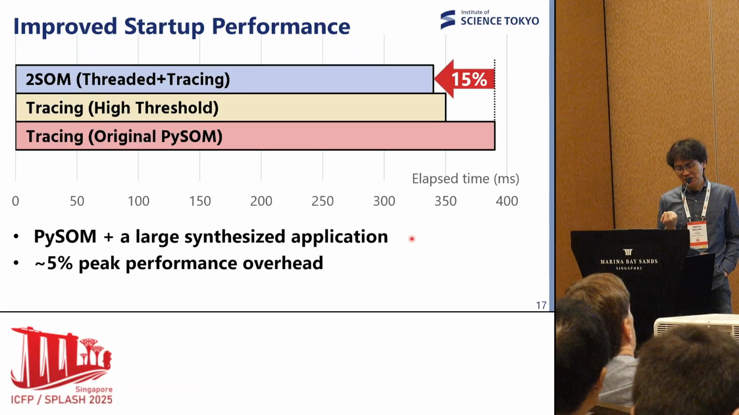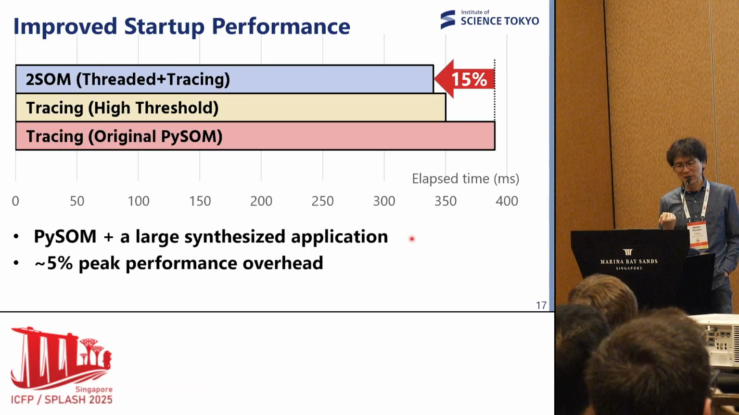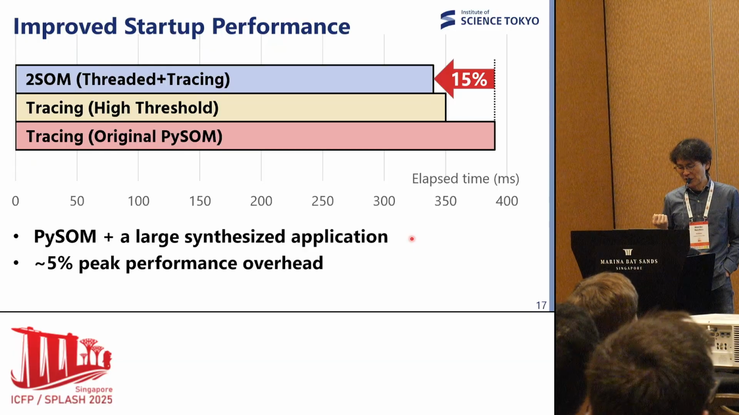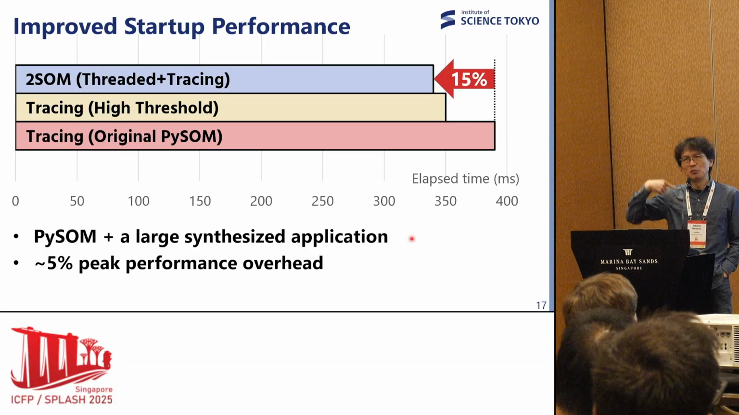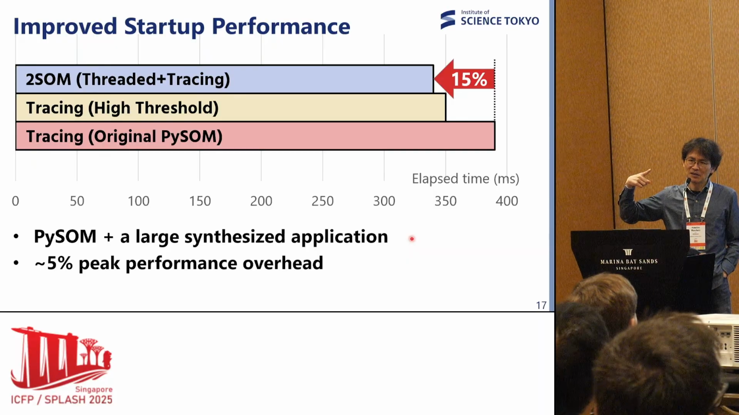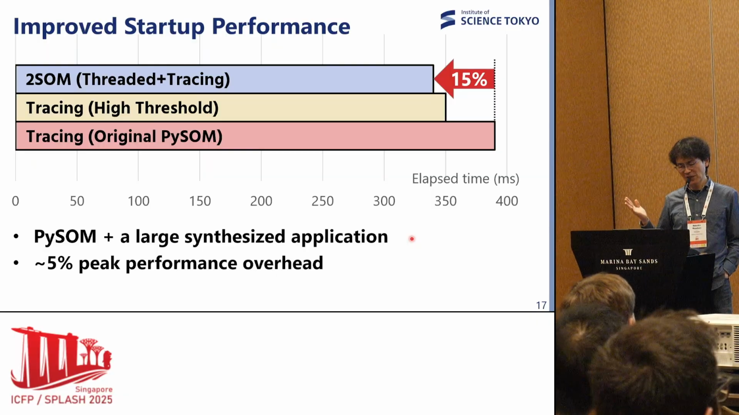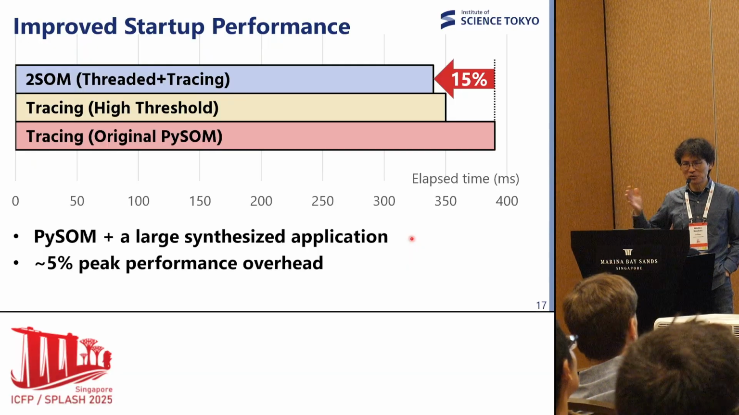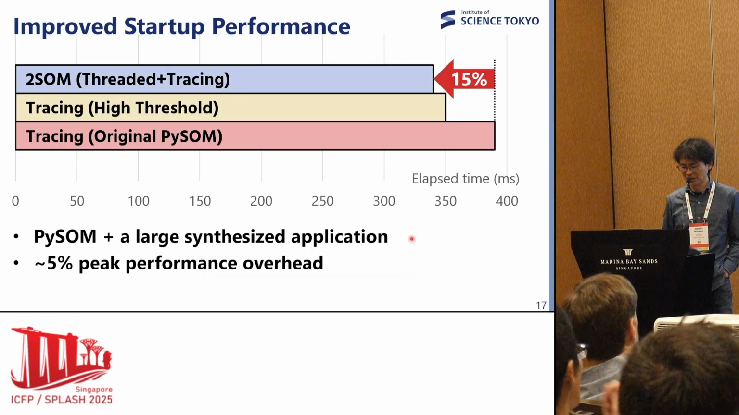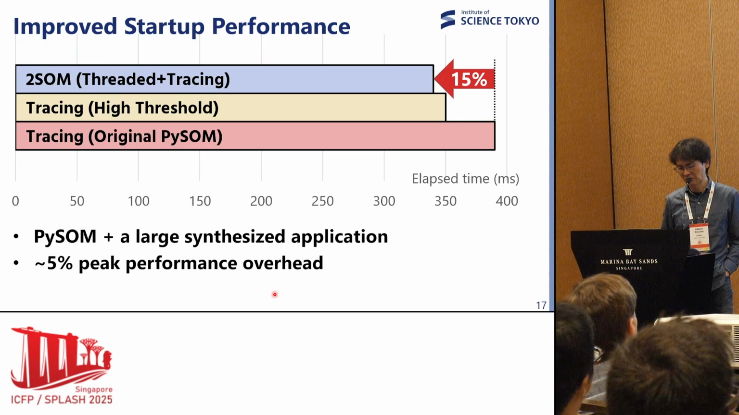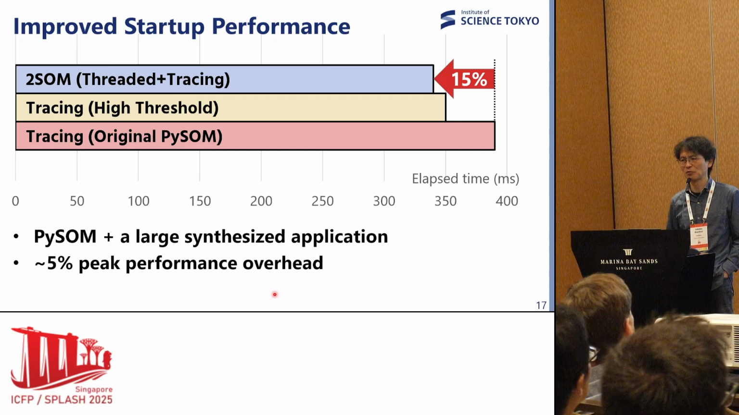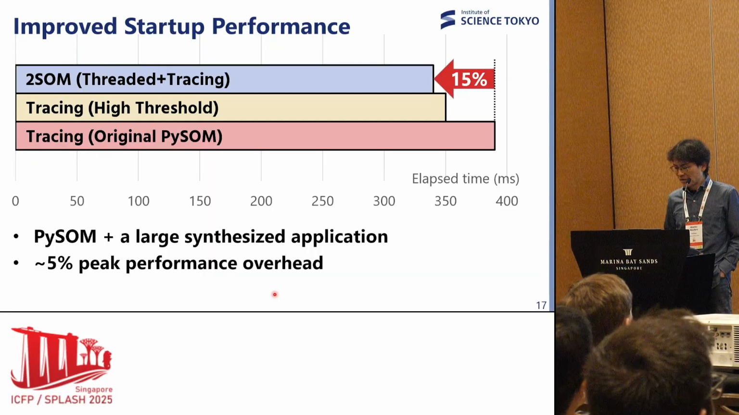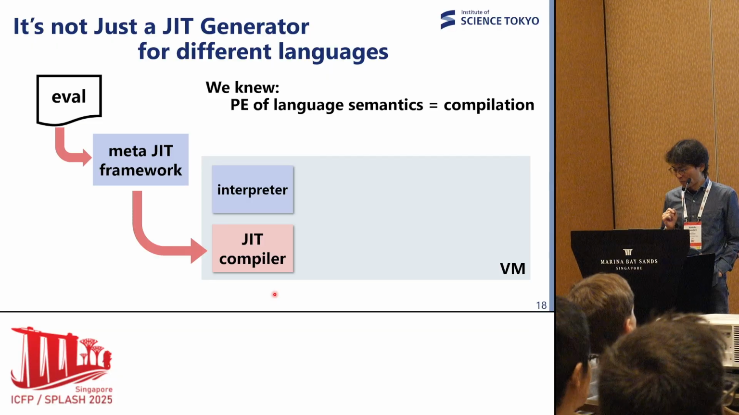We implemented two-level SOM and compared its performance to the original one with respect to a large application, then measured the startup performance. We found that our implementation improves it by 15%, which is very nice. We also lose some performance due to the multi-tier execution, and we got roughly 5% peak performance overhead.